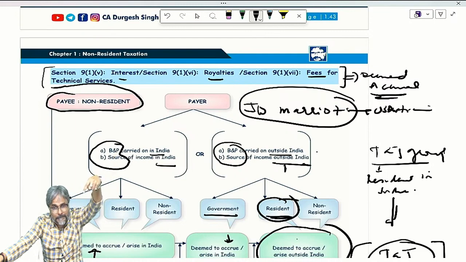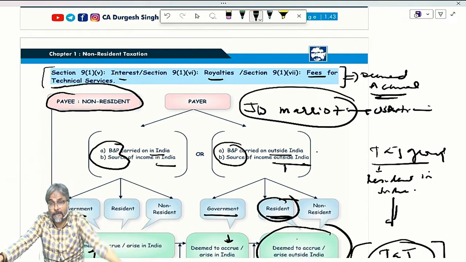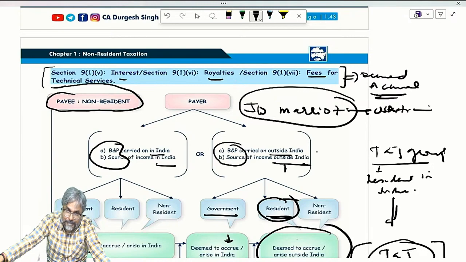So JW USA appointed an architect based out of USA to provide architect service in respect of the hotel in India. For that purpose, JW USA is paying the consideration. This consideration will be consideration for fees for technical service. Who is the payer? Payer of the amount? Non-resident. JW Marriott USA. Payer is a non-resident. Payee is a non-resident. Both the payer and payee are non-resident in this case.